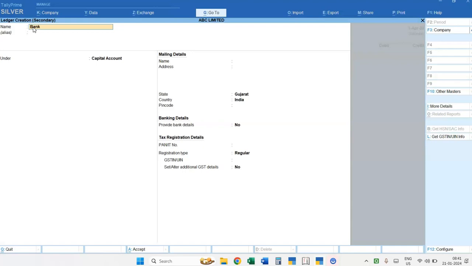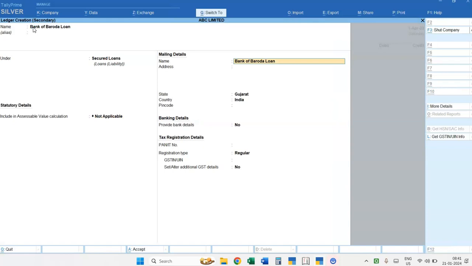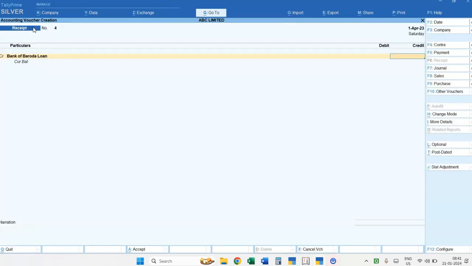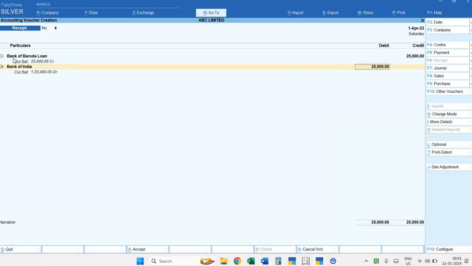So I am creating here the ledger for the Bank of Baroda loan account. It will be under secured loan. I am pressing Control plus A for the purpose of saving this ledger. Control plus A is the shortcut for saving any command in your TallyPrime. So now my Bank of Baroda loan account will be credited by how much amount? The amount will be 25,000. So 25,000 in which account? Suppose it is received in my Bank of India account, then Bank of India account will be debited.